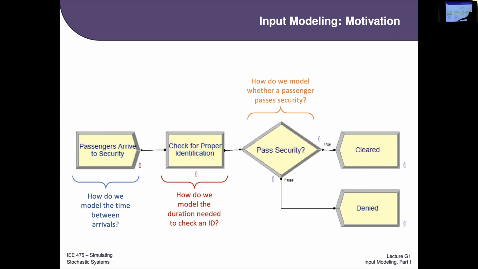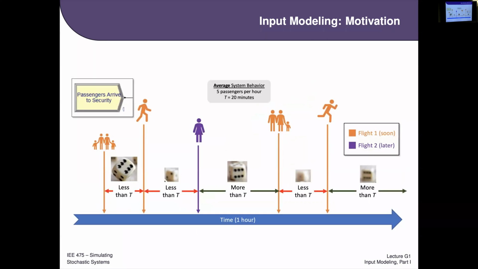And so these are the 3 things that we're going to model stochastically. So random inter-arrival times, random times it takes for each one of their IDs to get processed, and a random set of them to get cleared versus denied. And so if we focus on the arrival process here, this is maybe a real arrival stream where there might be some average time in between each one of these passengers. And let's say it's 20 minutes, but we know that the inter-arrival times are never exactly 20 minutes.